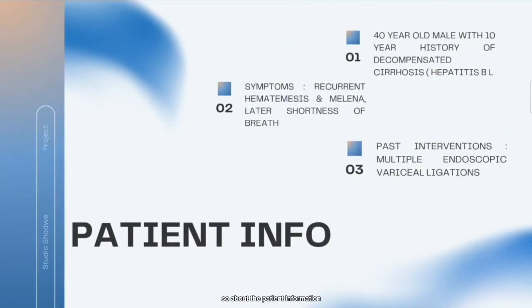So, about the patient information, the patient is a 40-year-old man with a 10-year history of decompensated cirrhosis due to chronic hepatitis B. He initially presented with repeated vomiting of blood and black stools, treated multiple times with endoscopic variceal ligation. Later, he developed shortness of breath.